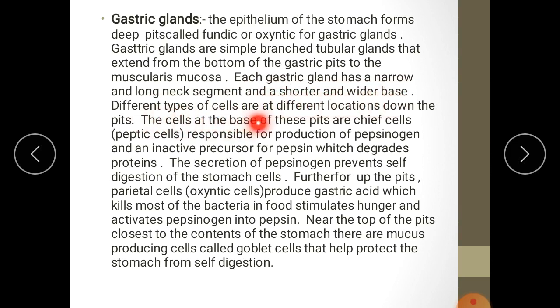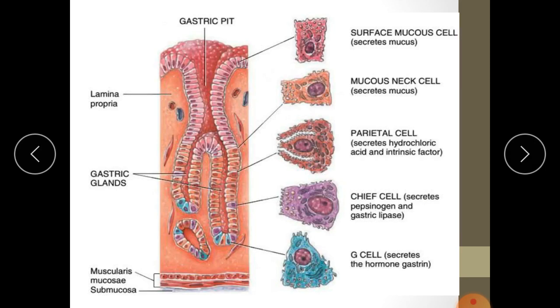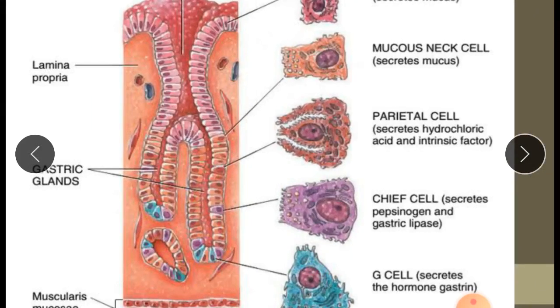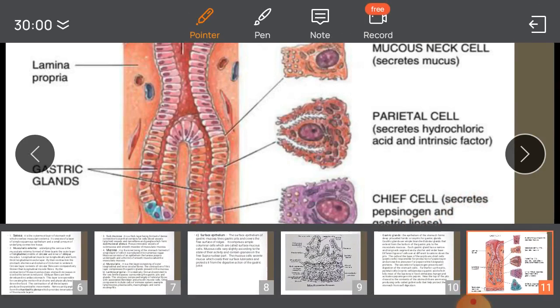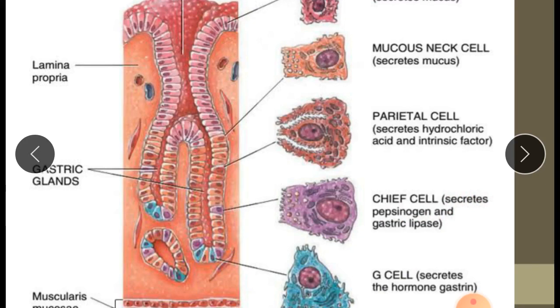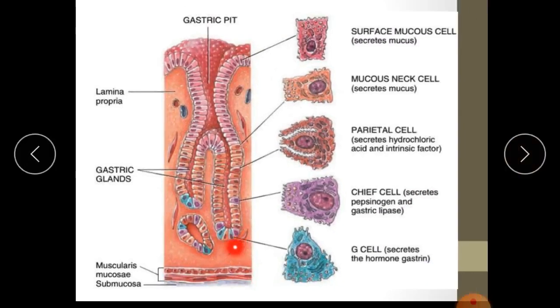Different types of cells are at different locations down the pits. The cells at the base of these pits are chief cells or peptic cells. And what do these chief cells do? They secrete pepsinogen and gastric lipase. Chief cells are at the basal part of the gastric gland.